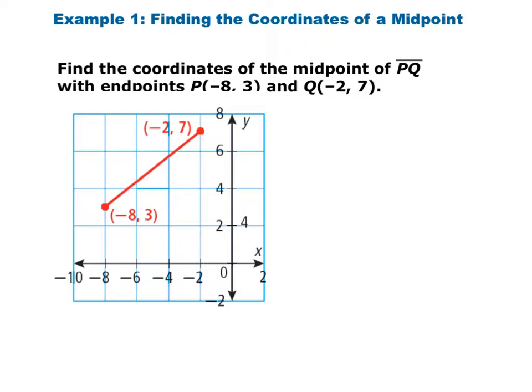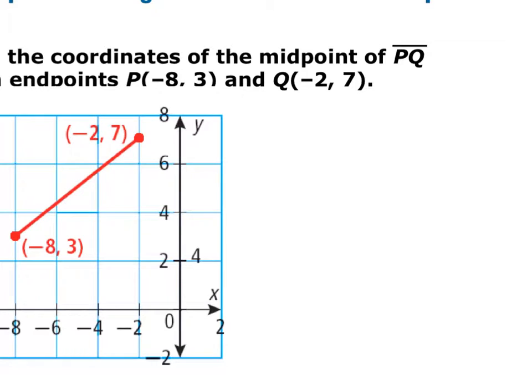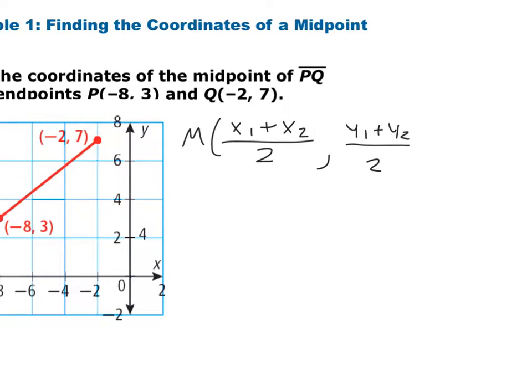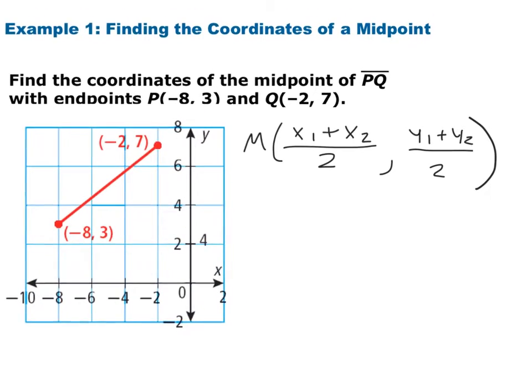So what's the formula we use? The midpoint formula. Yes, which is? x1 plus x2 divided by 2. And then y1 plus y2 divided by 2.